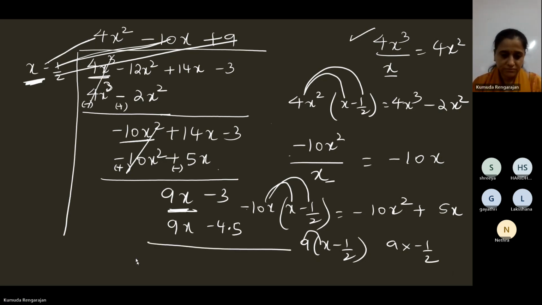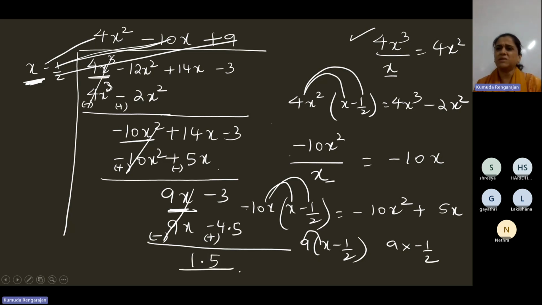Now change the signs. Change the signs. All right, it cancels. Minus 3 plus 4.5 is plus 1.5. So 1.5 is the remainder, or 3 by 2 is the remainder.